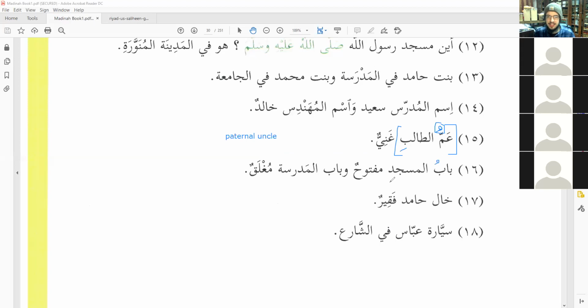Babul masjidi maftuhun wa babul madrasati mughallaqun. MashaAllah. Very good. Can you translate that for us? Babul masjidi maftuhun. I don't know the meaning of maftuhun. I forgot. Okay, very good. Let's write this in here. So maftuh means, oh, you're right, we haven't learned that word yet. Open. The door of the masjid is open, and the door of the school is closed. Very good. Fantastic. MashaAllah.